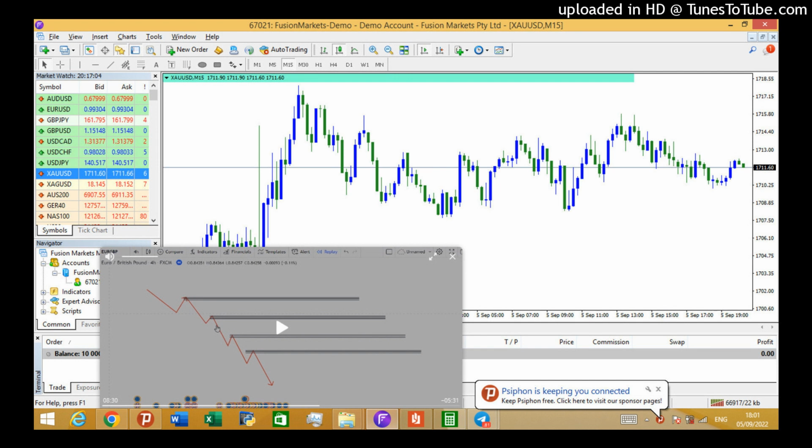However, we need to break that zone. We need to take out these wicks first and foremost with some momentum. Then we're on our way to 1620. From here, it's 1,000 pips.